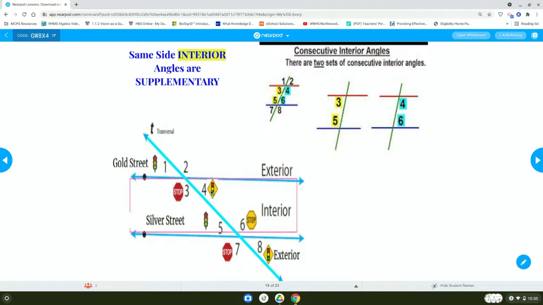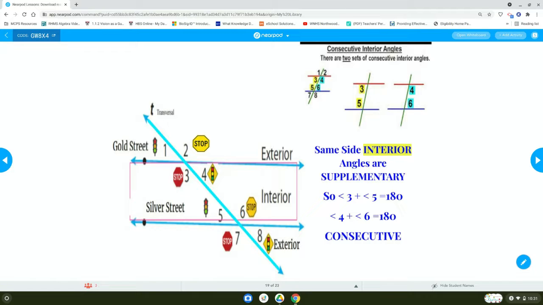They are supplementary. That'll be 4 and 6, same side. Consecutive means following each other, same side. 3 and 5 are not congruent. A stop sign and a traffic light, they are not congruent, but they're facing each other. They are on the same side, facing each other. This will add up to 180 degrees. That's on the interior. 4 and 6, interior, same side. 3 and 5, interior, or also called consecutive interior. Instead of same side interior, they can call them consecutive interior.